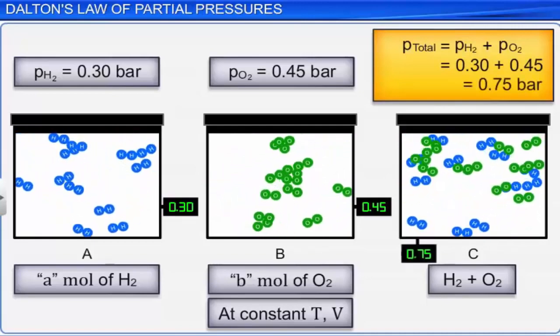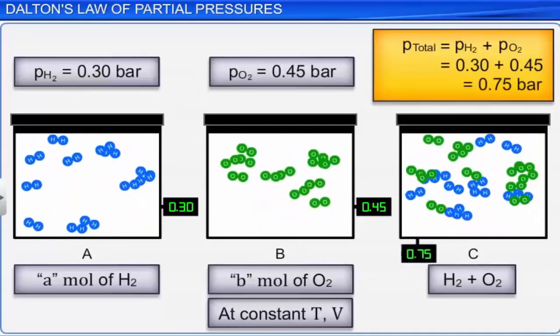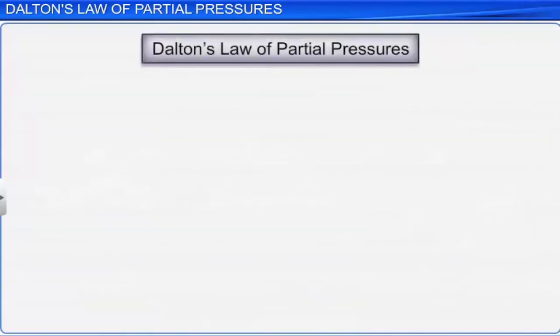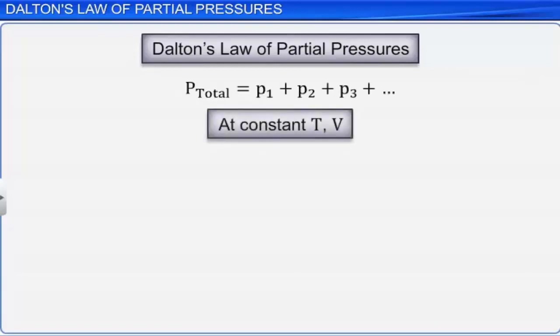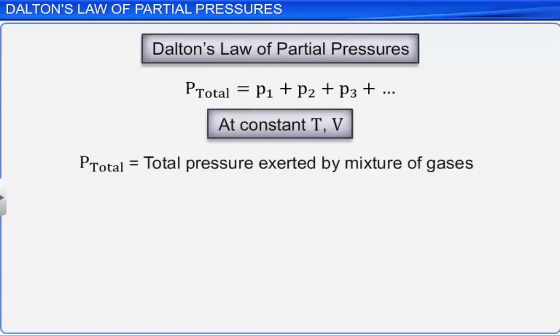Generally, Dalton's law of partial pressures can be written mathematically as P total is equal to P1 plus P2 plus P3 and so on at constant temperature and volume, where P total is the total pressure exerted by the mixture of gases and P1, P2, P3, etc. are partial pressures of individual gases 1, 2, and 3 respectively.